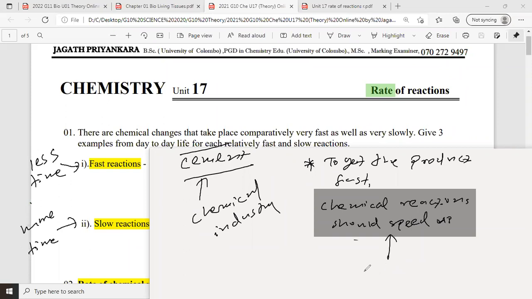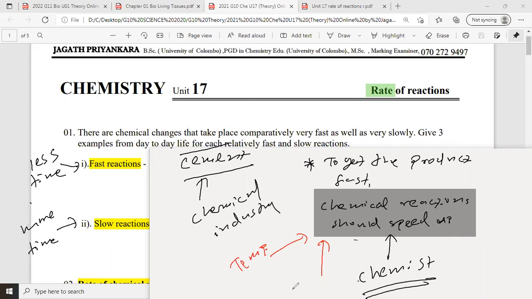Who can do this? Reaction should speed up, right? To get the product fast. A chemist, those who are specialized in chemistry. Rasayana Vidyajna, he is the person who is handling this. So he will change the temperature and various things to speed up the reaction. They will modify the conditions. Conditions should be changed, so maybe the temperature.